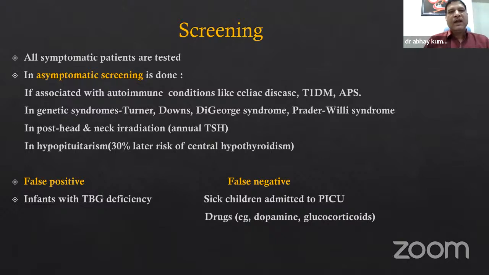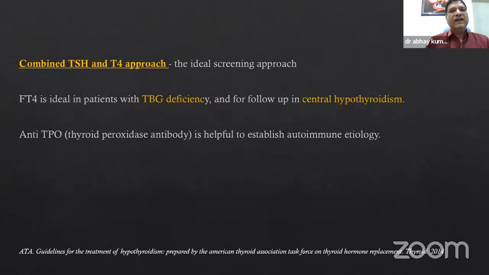screening for central hypothyroidism. Again, an infant with TBG deficiency might get a false positive. Again, sick children admitted to the ICU might get a false negative. Certain drugs like dopamine and glucocorticoids can also give a false negative test if someone is on those drugs. Again, there is the combined TSH and T4 approach. FT4 is ideal in patients with TBG deficiency. For follow-up of central hypothyroidism, there are two conditions where the combined TSH and T4 approach is required: thyroid binding globulin deficiency and a patient who has central hypothyroidism.